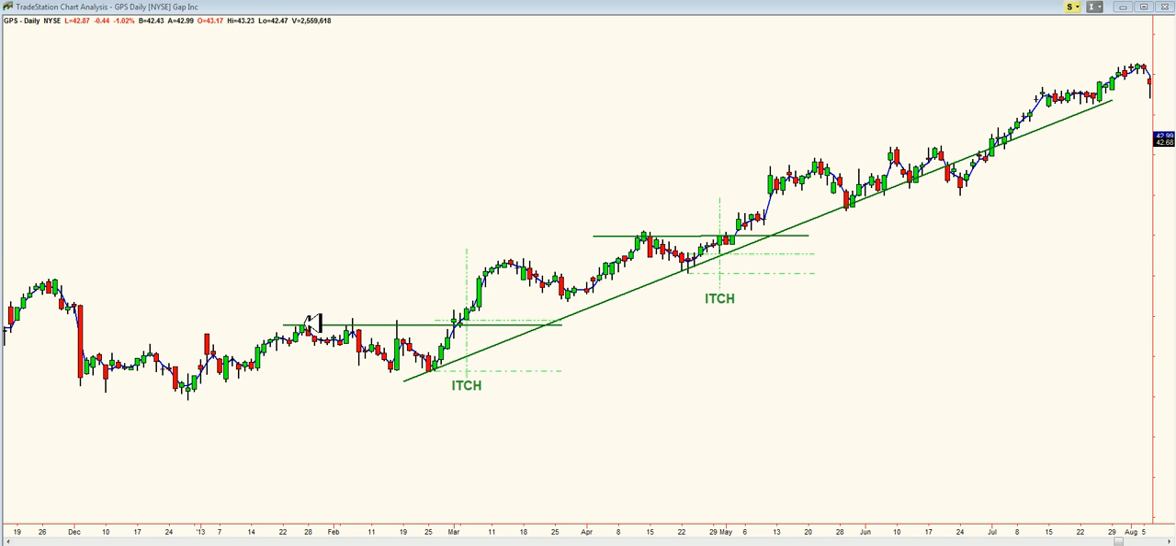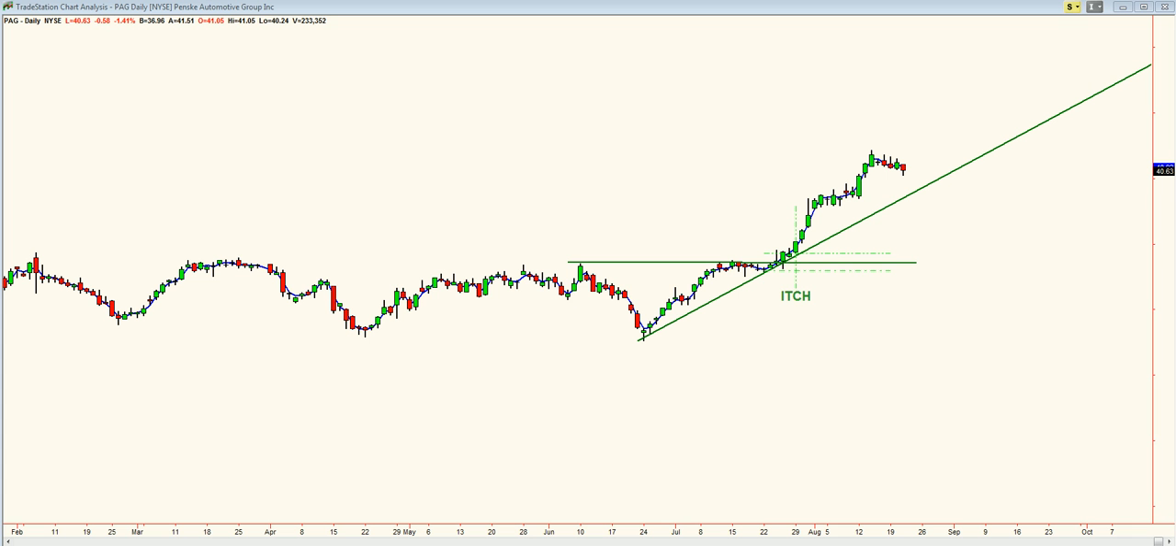How about GPS? Here was a nice long consolidation, broke out, pulled back a little bit here, broke again, pulled back along the trend line, broke out again. GPS, this is February to May, June of 2013. Let's take a look at another.